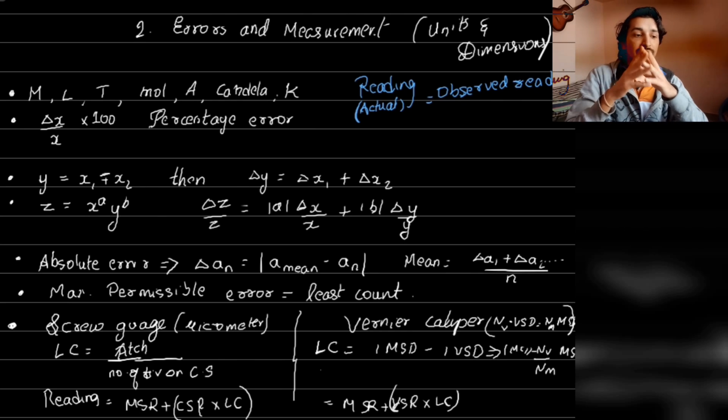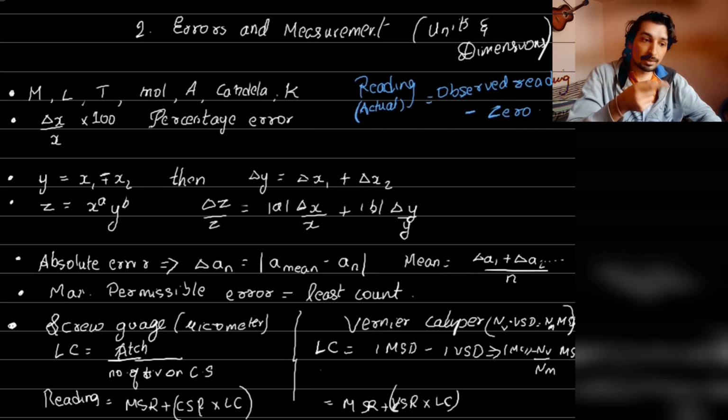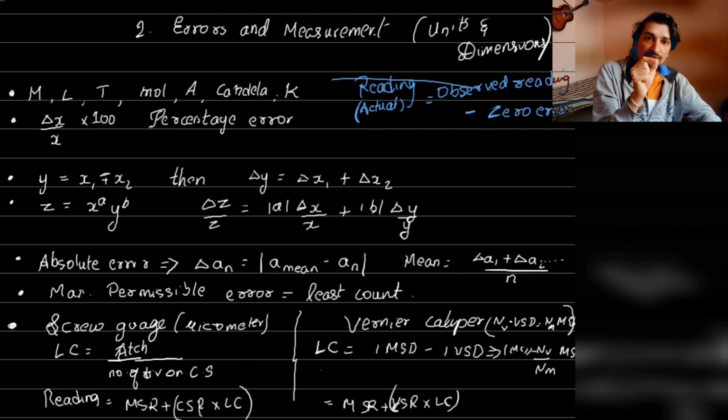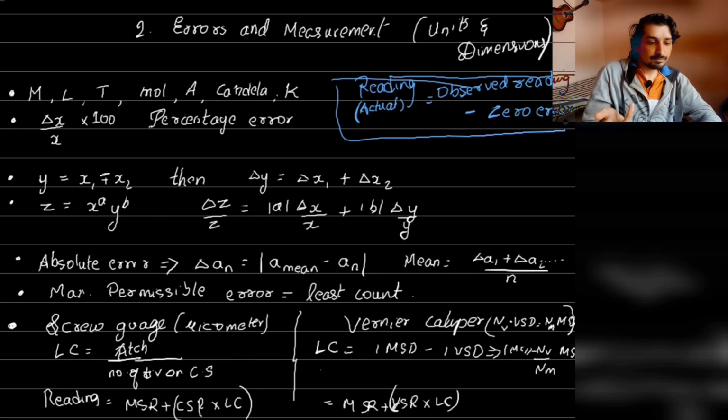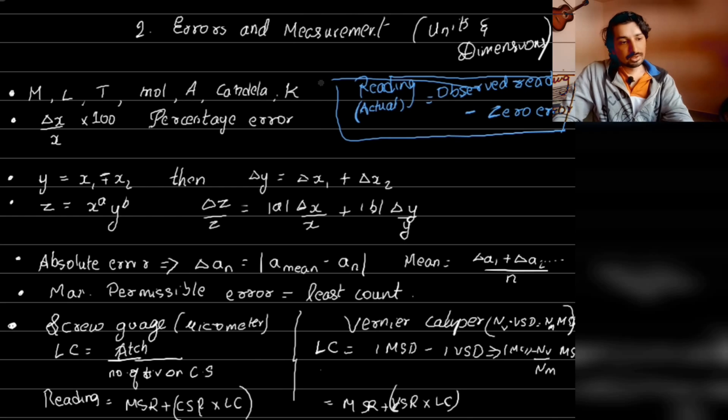So the formula is observed reading minus zero error. So if the zero error is negative, it becomes plus, because minus negative zero error, minus and minus becomes plus, right? So you add it. And if the zero error is positive, I told you, you will subtract it. So observed reading minus zero error. That's it. So this chapter is done.